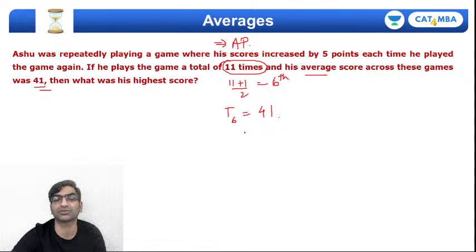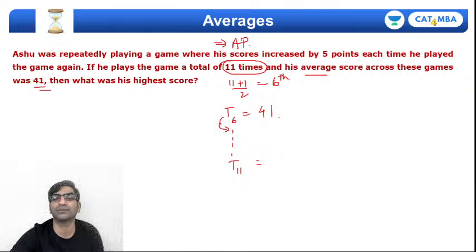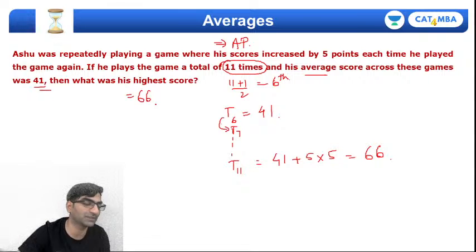What was his highest score, right? So you want to go all the way till the last value, 11th value, right? How many times will I have to add 5 points each, right? You keep adding. 7th, that's once, right? So 6 plus 1 is 7, so you add it once. 11 minus 6 is 5, which means you added 5 times. So 41 plus 5 times 5 is 25. This becomes 66. So his highest score must have been 66 marks, 66 points.